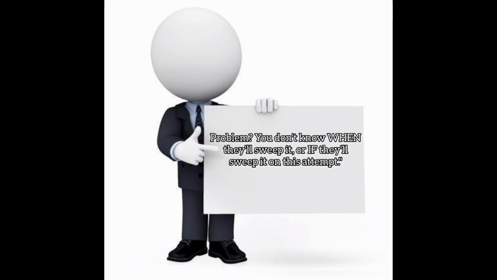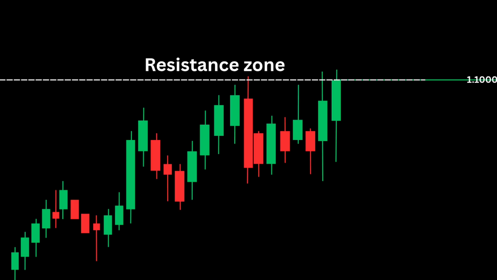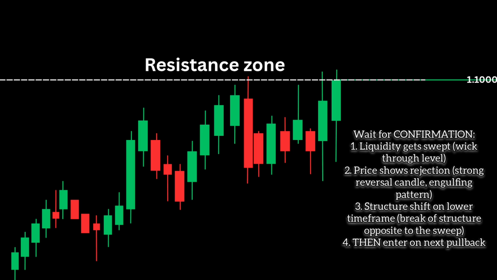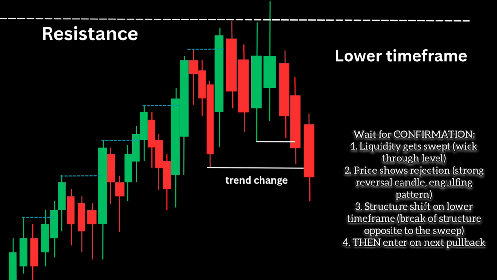Better approach. Wait for confirmation. 1. Liquidity gets swept, wick through level. 2. Price shows rejection, a strong reversal candle, an engulfing pattern. 3. Structure shift on lower time frame, break of structure opposite to the sweep. 4. Then enter on the next pullback.